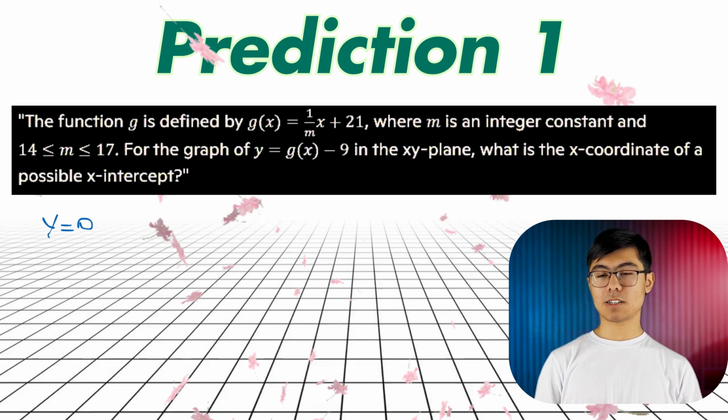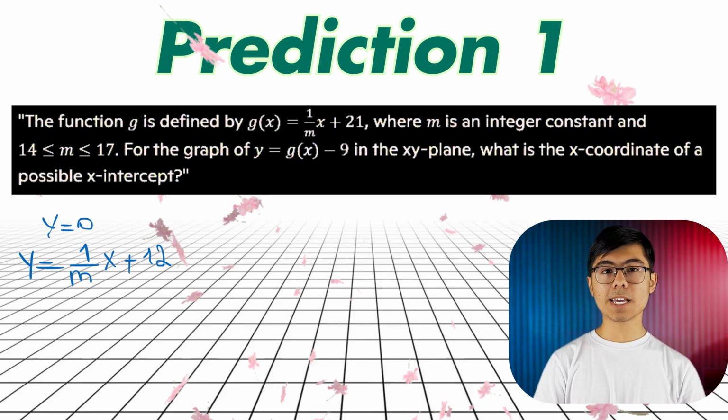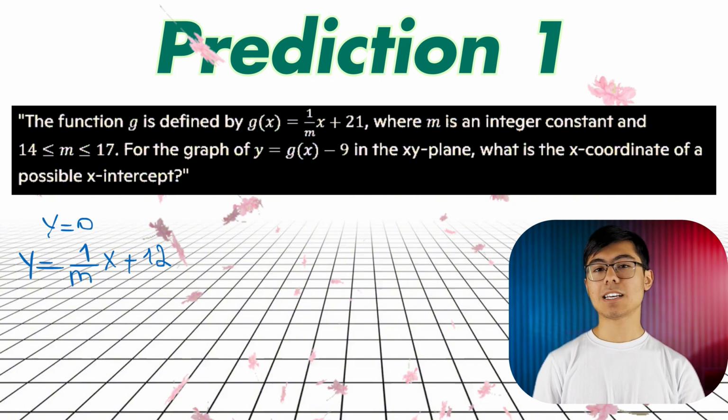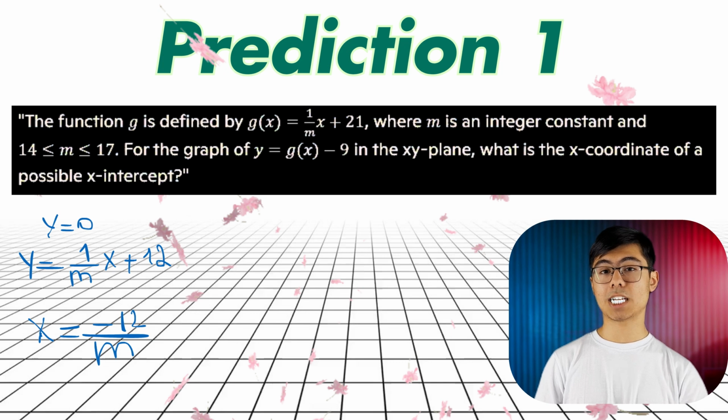Substitute g of x into the transformed equation and you get y equals 1 over m multiplied by x plus 12. Now, most students would just plug in random numbers and hope for the best. But you're smarter than that. You all know that x-intercepts happen when y equals 0. So we set that equal to 0 and solve for x. That's when you get this, x equals minus 12 divided by m.